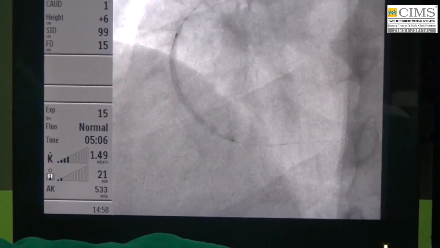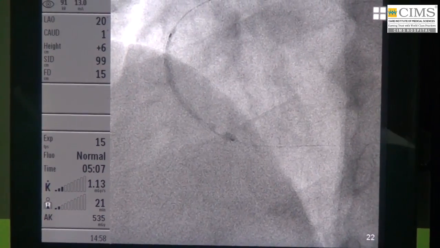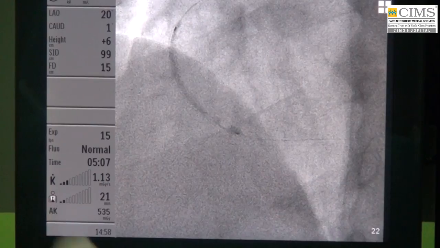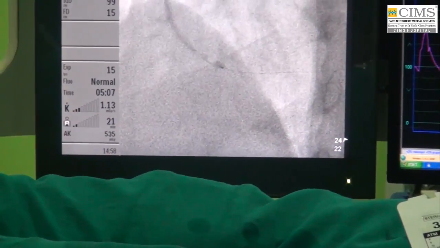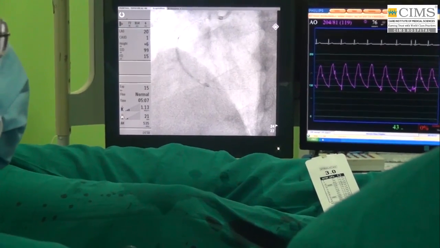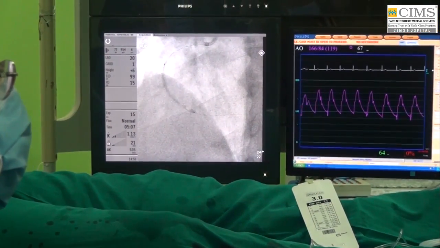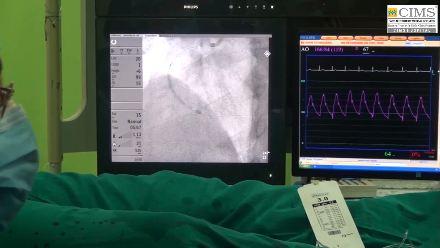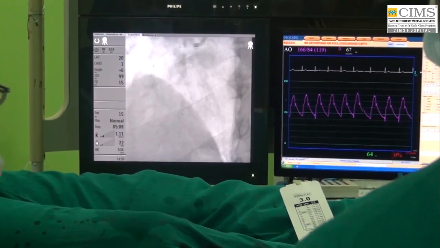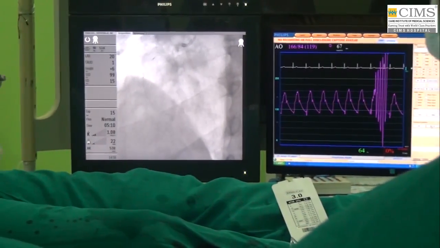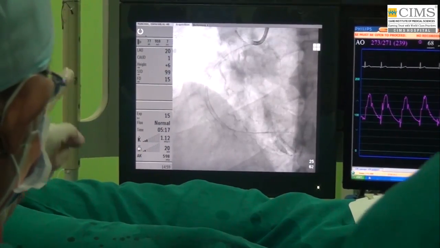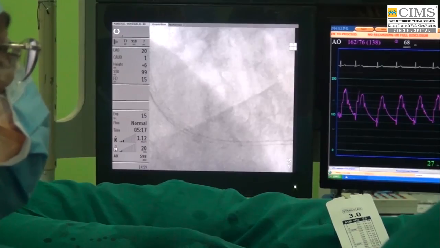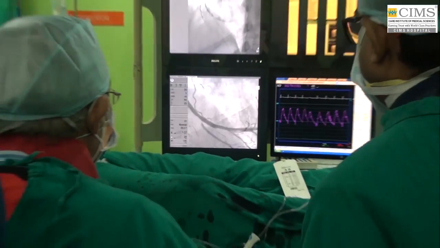I do see some narrowing in the distal segment. So instead of OCT, let's post-dilate using a 3.0 millimeter NC balloon. Okay. So let's do the post dilatation. That will save us time later on, because there is a clear cut on StentBoost, some narrowing still remaining. Dr. Keyur, what is this StentBoost technology?